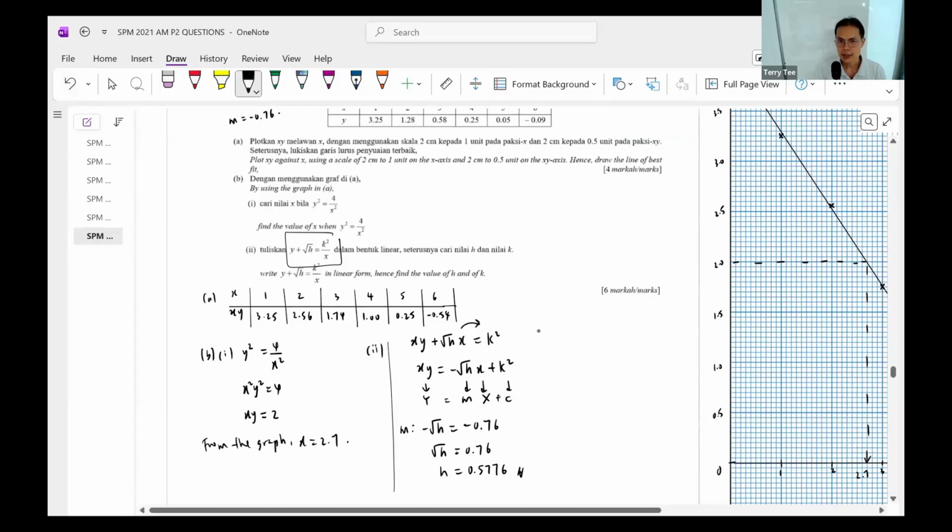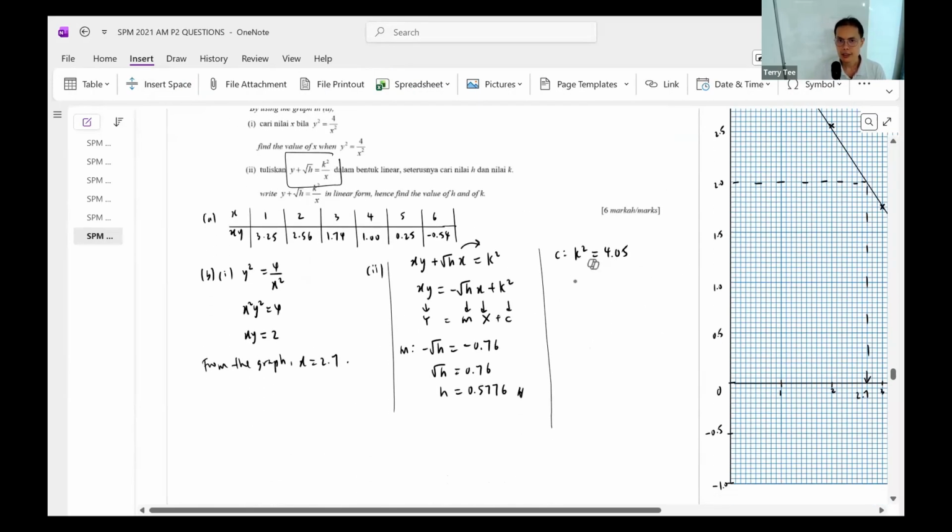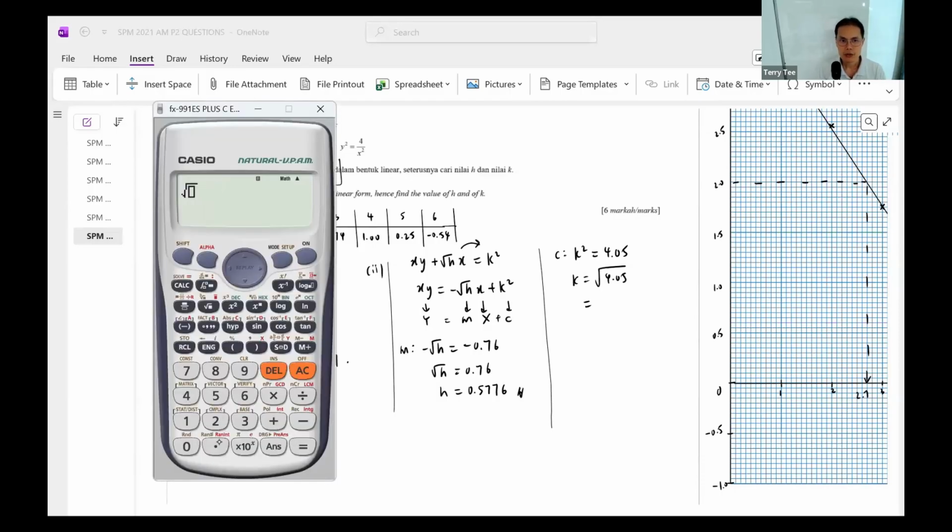Okay, how about your y-intercept? Everybody? Your y-intercept is k squared. And it's now, what do you get? 4.05, right? I got 4.05 right here. So to find k, I square root it. What's your k? Square root of 4.05. Answer is 2.012.